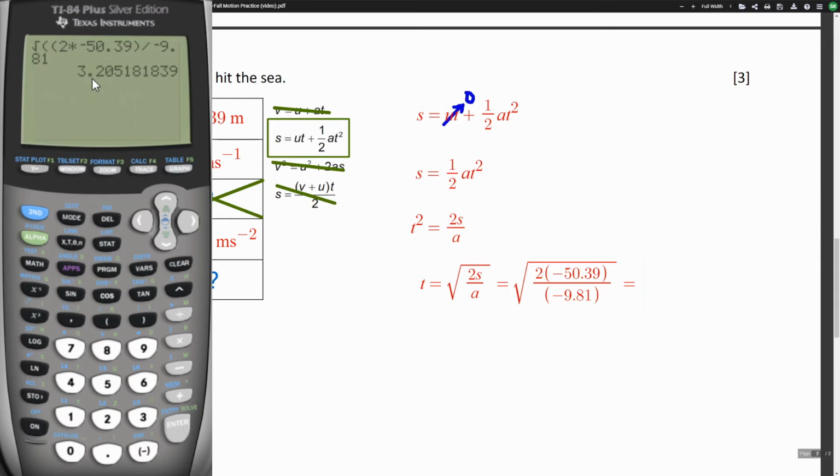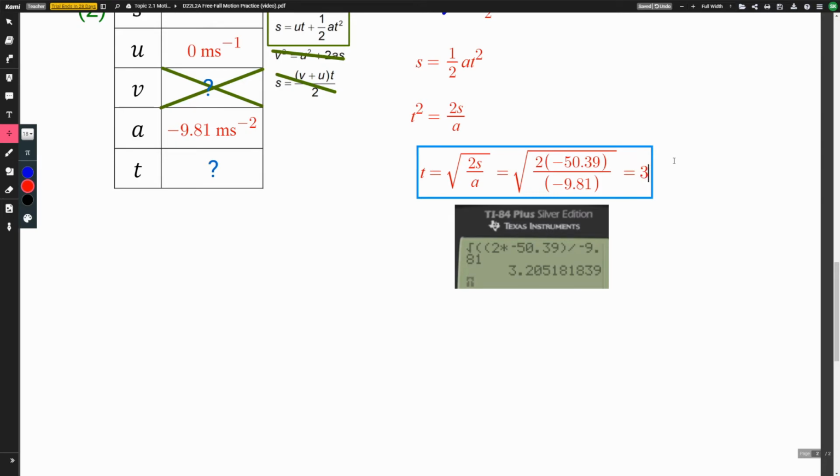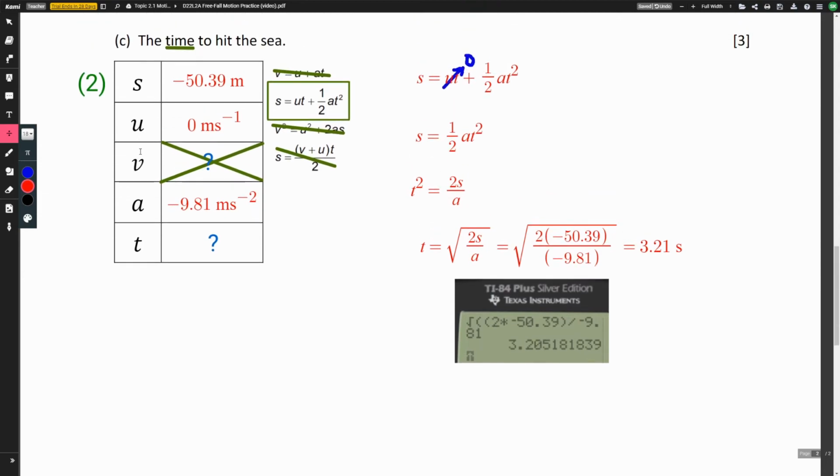We'll evaluate this and we get 3.205. We're going to quote this time as 3.21 with that extra sig fig. We can see that that 5 ends up rounding up that 0 to be a 1. And this is in seconds. But now here's the thing. This isn't the answer to the question.